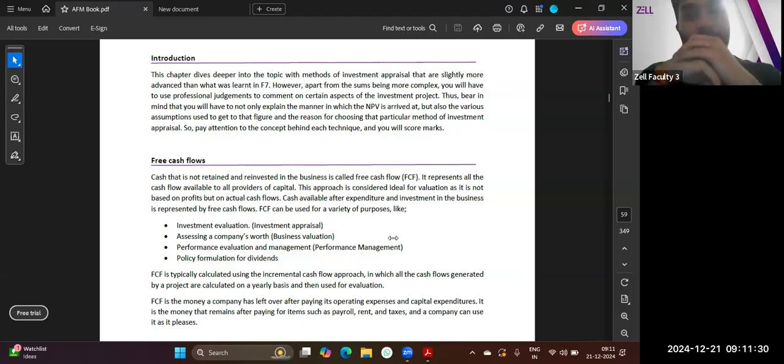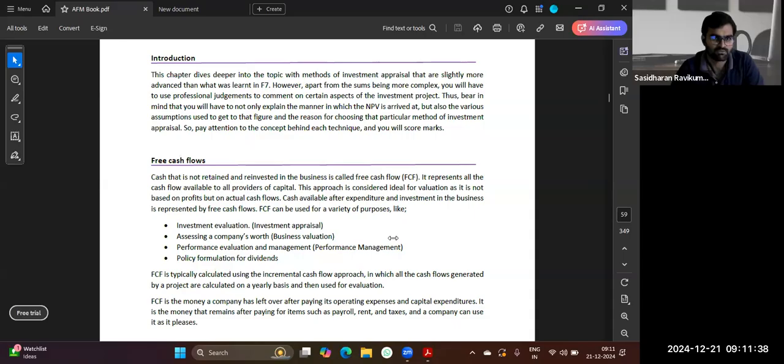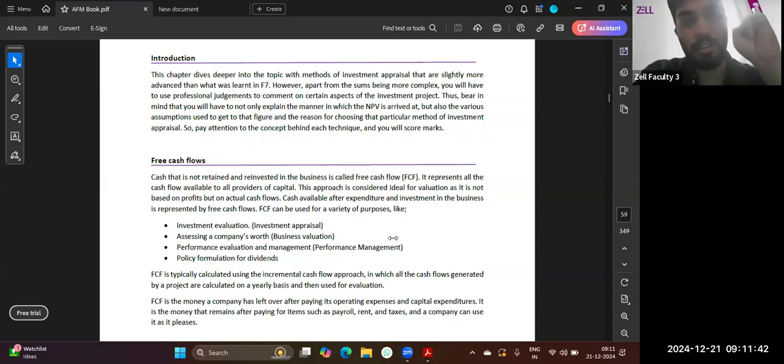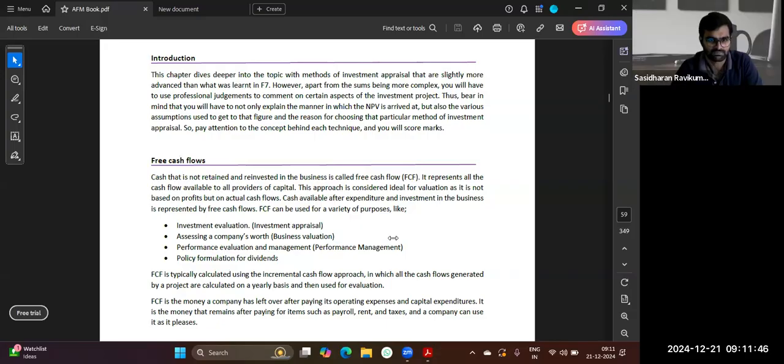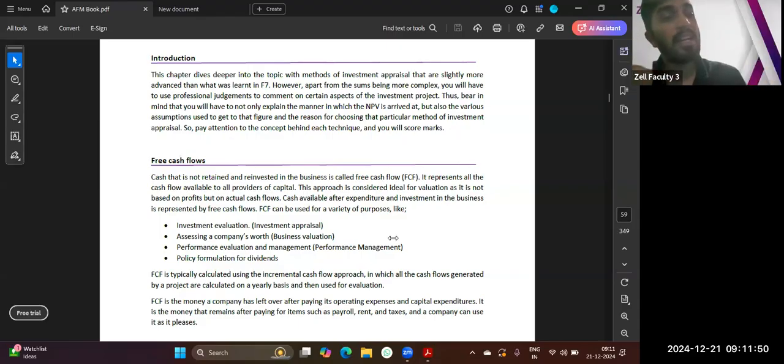Any investor is always interested in your EBITDA. Do you guys know the full form of EBITDA? Earnings before interest, tax, depreciation, and amortization. That means EBITDA is nothing but purely talking about your operating activities, correct?